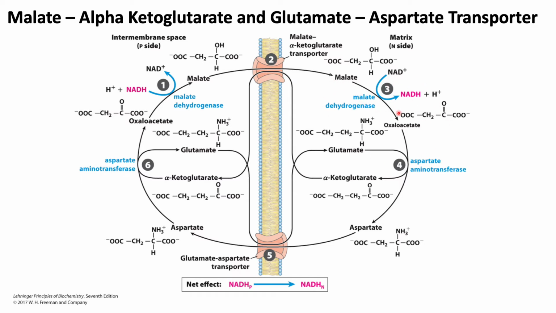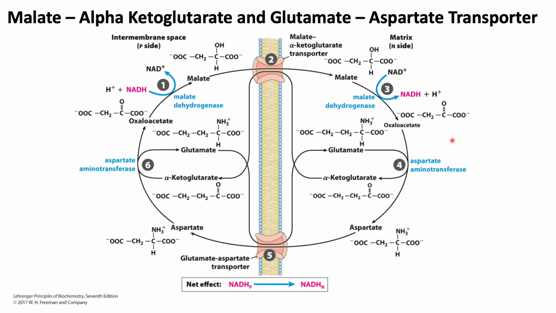So this oxaloacetate now has to leave the matrix of the mitochondria because we do not want a buildup of oxaloacetate. Since it cannot leave, it does not have a transporter and it is not permeable to the membrane, it must be converted into something else, just like it was on the other side, in order to leave the matrix. And the oxaloacetate is going to be converted into aspartate. It is converted into aspartate through a special enzyme known as aspartate aminotransferase.